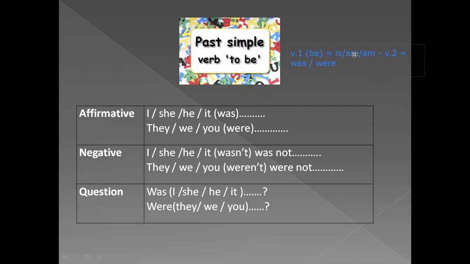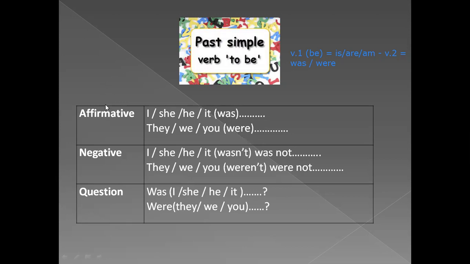Yes, let's put it here. So the verb 1 of be, as we said, is, are and am, and when I would like to change it from verb 1, which is present simple, to verb 2, which is the past simple, I change it to was and were. Okay, so here in this grammar lesson I would like you to understand when I can use was and when I can use were.